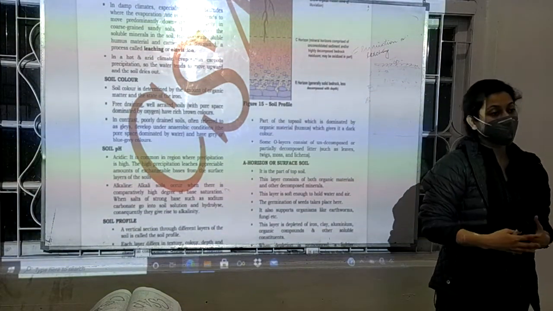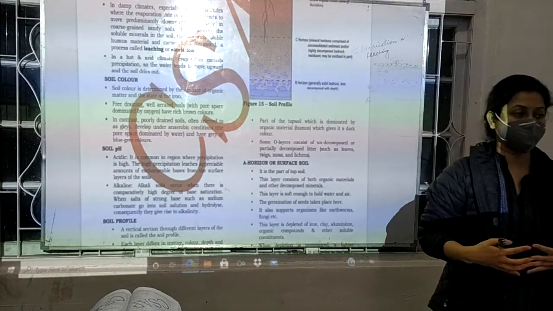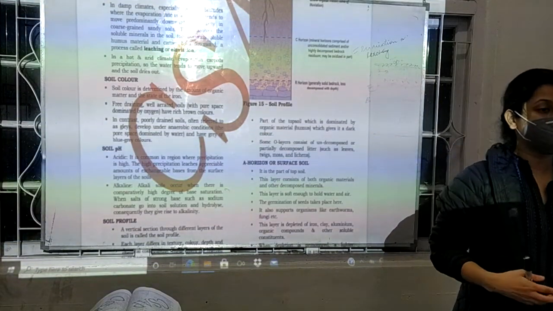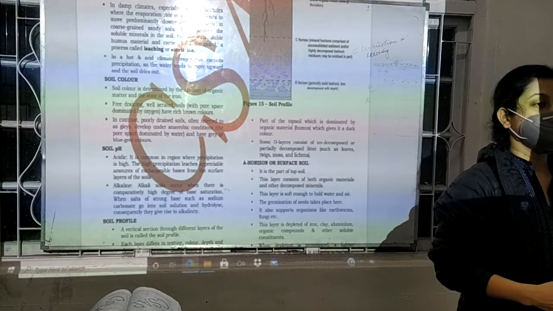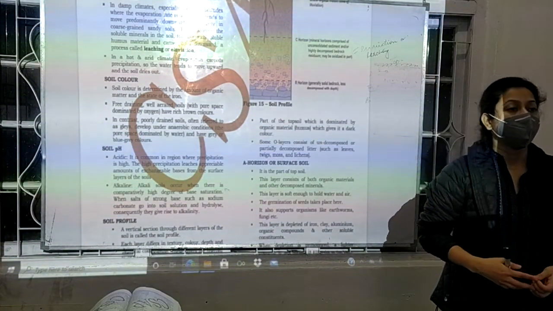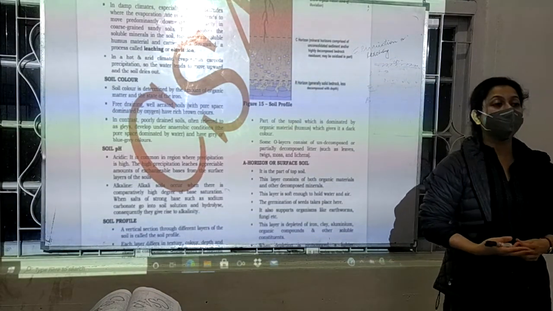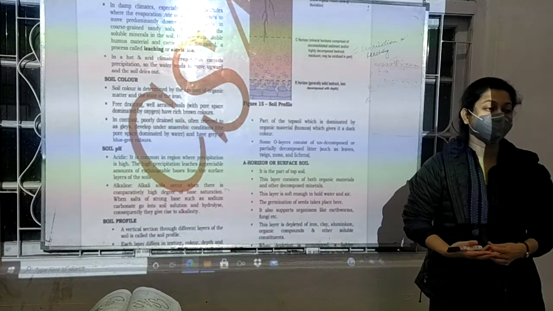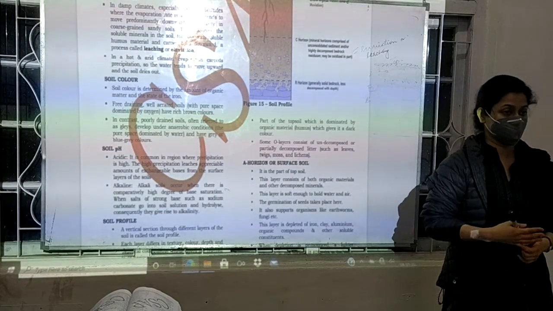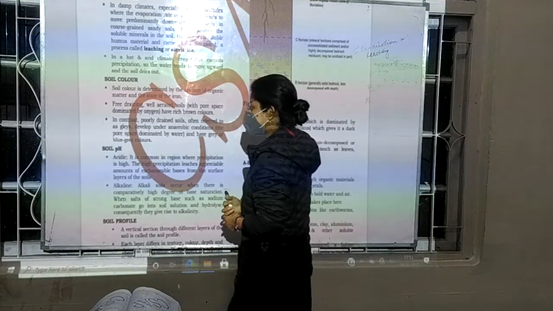And then the land will become infertile for cultivation. So this mostly happens in desert areas and the areas which have higher use of fertilizers. Okay. And in the northwestern parts of India, this is a major problem. Okay, sir?